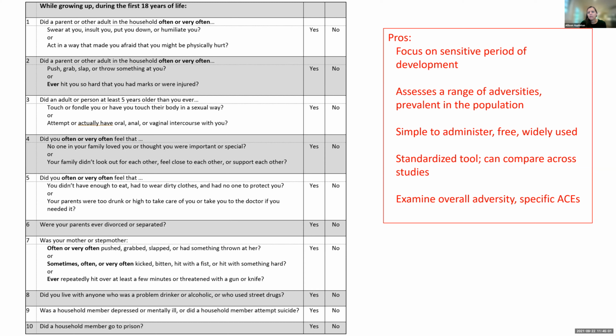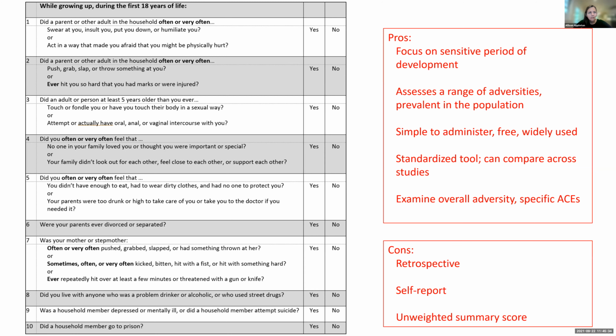This scale assesses a range of adversities highly prevalent in the population. And again, it's simple to administer, free, widely used, and standardized, so you can compare across studies. What's the prevalence of ACEs in my study population versus what the BRFSS is finding versus what the other published literature has found? It's a great tool to really compare across populations. And as I said, you can look at overall ACE scores for a measure of adversity, as well as the relationship of some specific ACEs with outcomes.